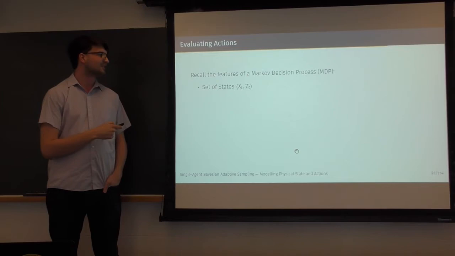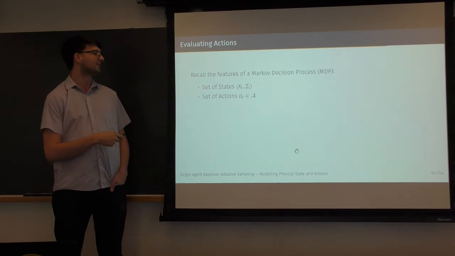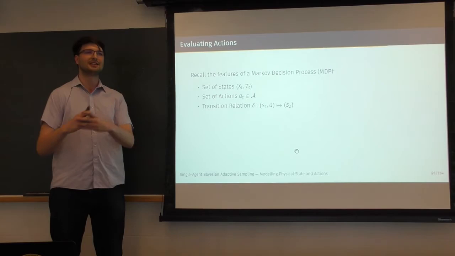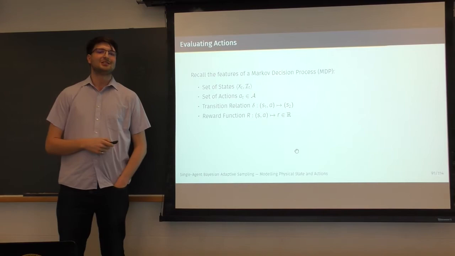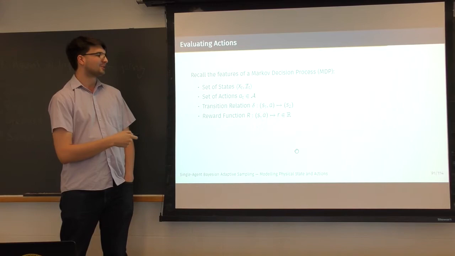So recall, in a Markov decision process, we have a set of states that we can be in. We have a set of actions that we can take at each state, or it might be different depending on what state. We have a transition relation, which describes if we're in a particular state and we take a particular action, what state do we get to next? And we have a reward function. We should note that the graph that I presented on the previous slide shows all of these things. It shows what the states are, the actions we can take, and where we go from taking an action. But there was no reward function.